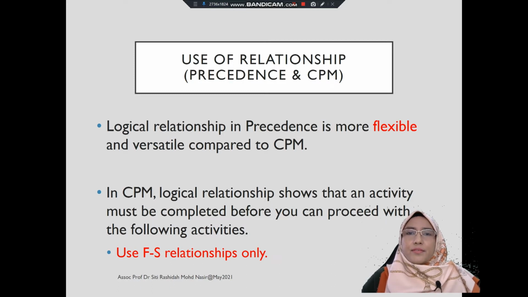The 4 types of relationship that I mentioned earlier used in precedence diagram is simply to make the network more logical and more flexible and versatile compared to critical path method. Well, in critical path method, the logical relationship shows an activity must be completed before you can proceed with the following activity. And critical path method uses only one relationship, which is the finish to start relationship.